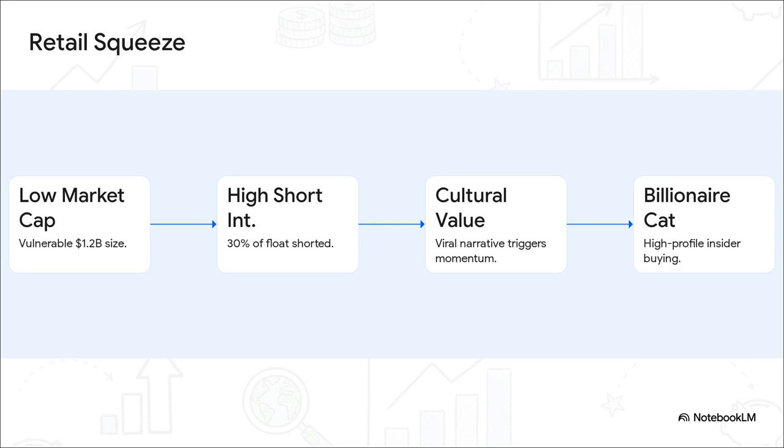It was a perfect storm. It started with a vulnerable, relatively low market cap of $1.2 billion. Wall Street got skeptical, which led to excessive short interest. About 30% of the float was shorted. That essentially created a trap.